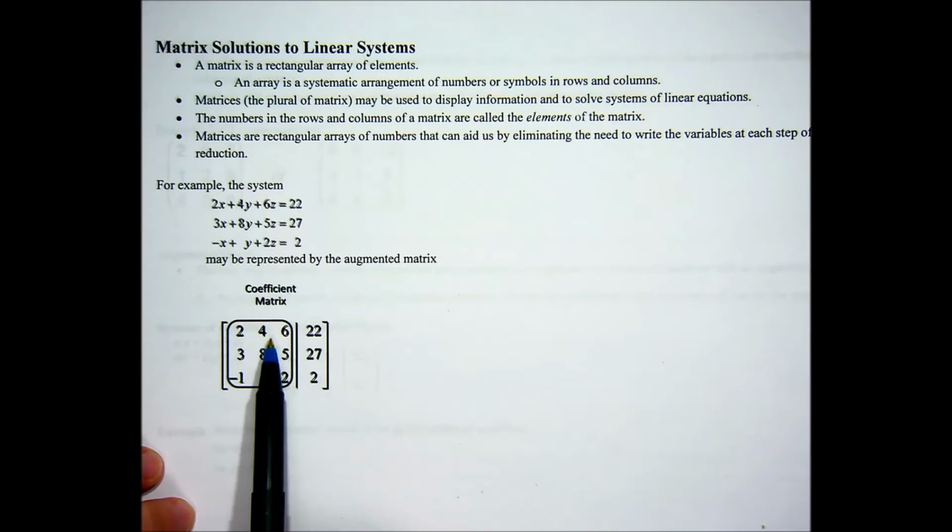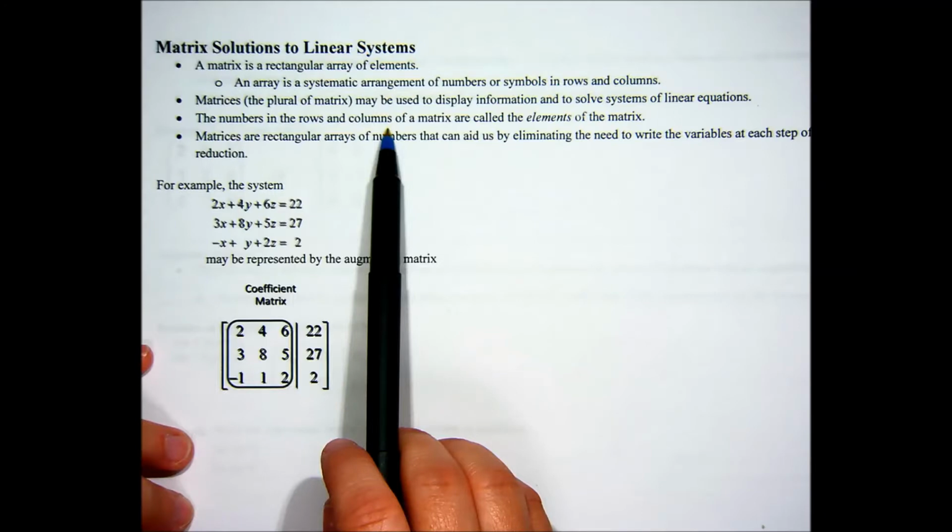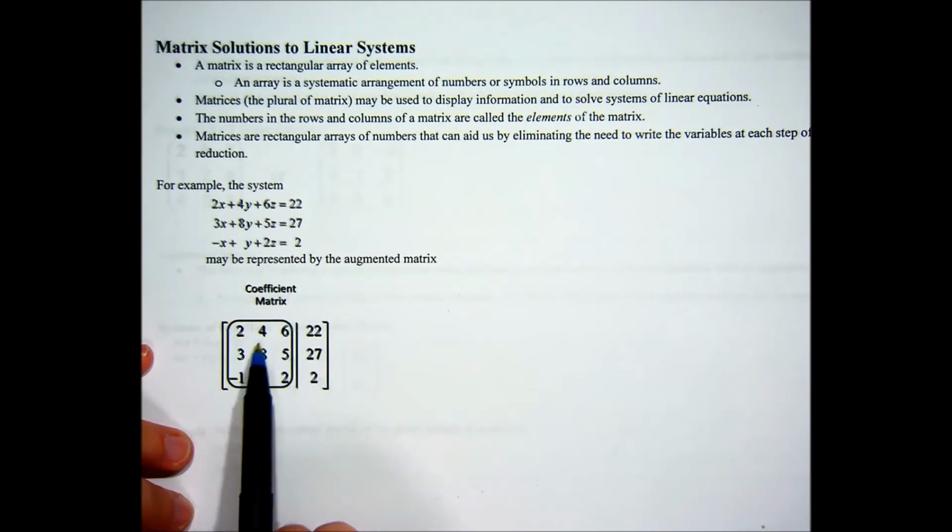Matrices is the plural of matrix. The numbers in the rows and columns are called elements. For example, this is an element, it's 2. This is an element, it's 8. And again, numbers can aid us by eliminating the need to write the variables.